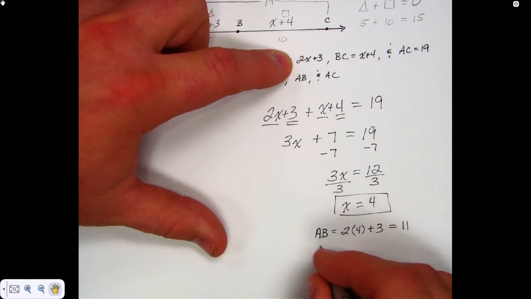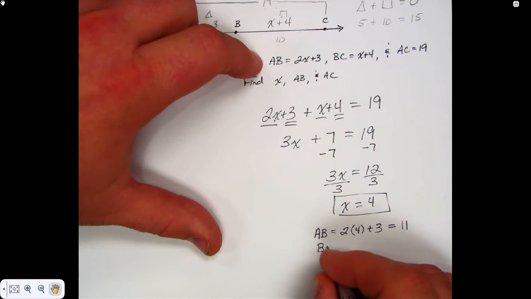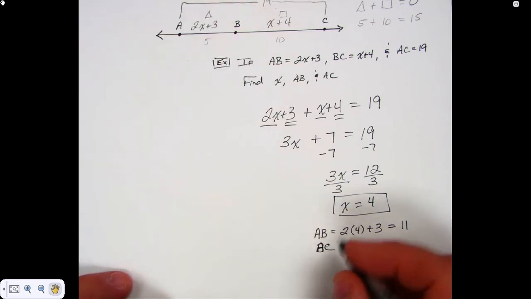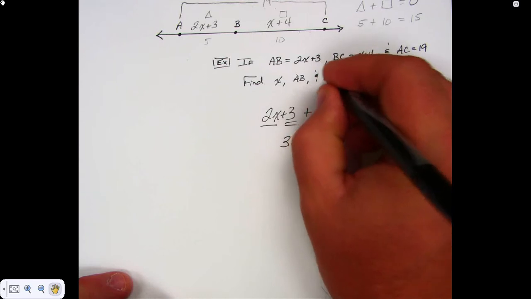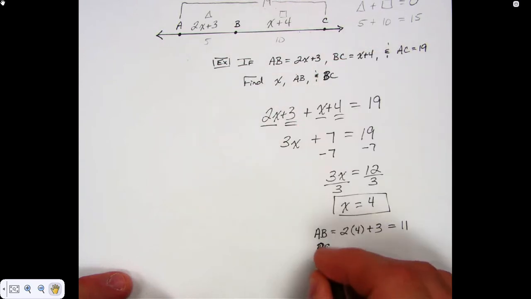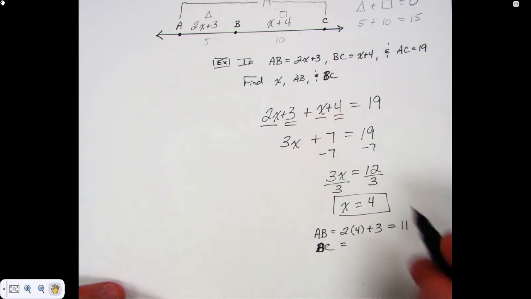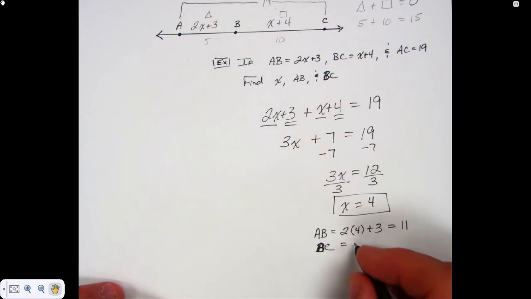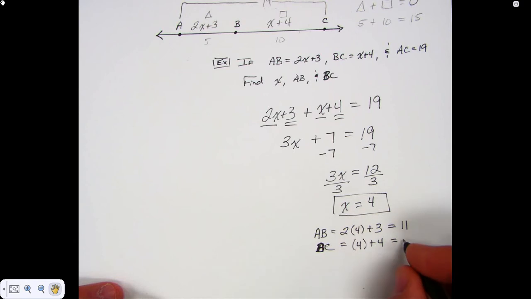Next thing we're going to find is BC. So that's a mistake in the problem. Correct that up there. BC is what? Whatever x is, plus what? What is x? 4. So what is B to C? 8. Can I check and see if I'm right? What's 11 plus 8? 19. Probably right, aren't I? Because A to C is supposed to be 19.